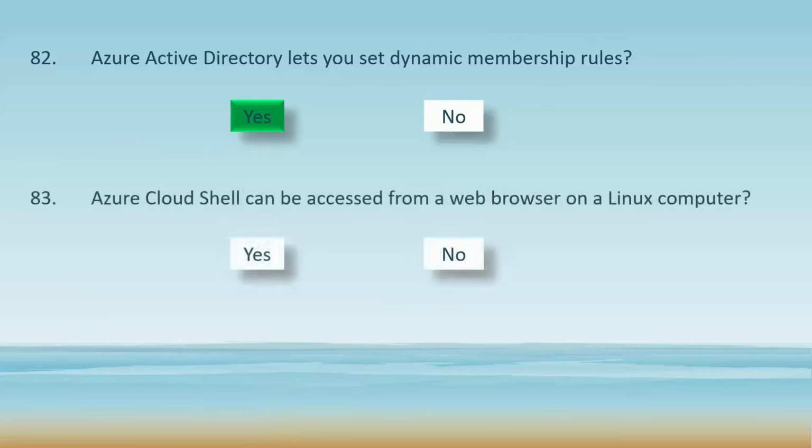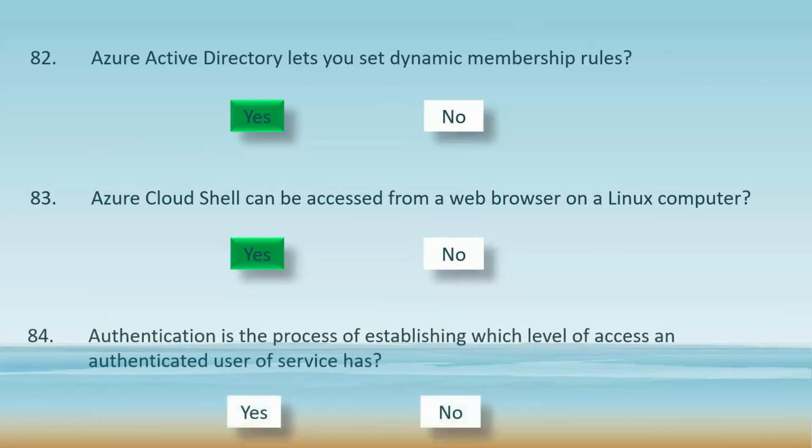Next statement. Azure Cloud Shell can be accessed from a web browser on a Linux computer. Yes, the statement is correct. You can access Cloud Shell from a browser, and it doesn't really matter which operating system you use, as long as a web browser can be installed on it.